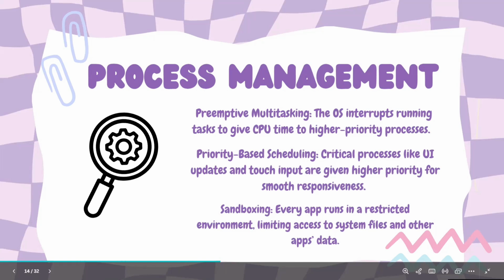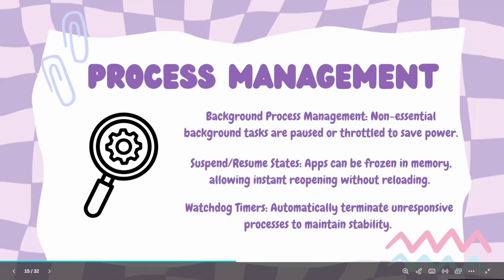Sandboxing. Every app runs in a restricted environment, limiting access to system files and other apps' data. This improves the security and stability of the system. Background process management. Non-essential background tasks are paused or throttled to save power. This keeps the device running efficiently. Suspend or resume states. Apps can be frozen in memory, allowing instant reopening without reloading. This reduces loading time when switching between apps.